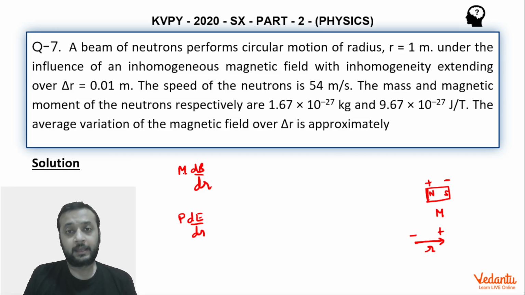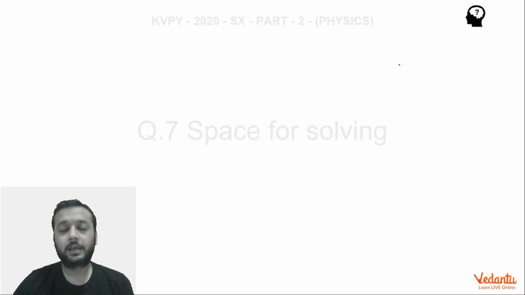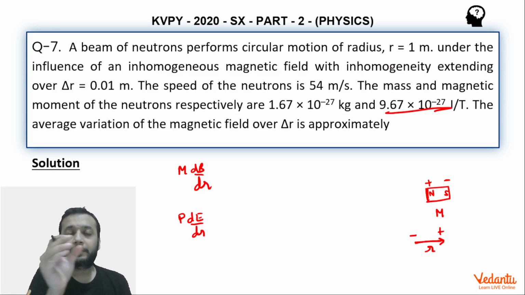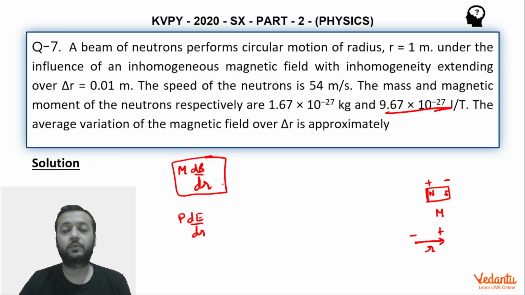Now you can think of this neutron as a bar magnet which has magnetic moment m, as given in the question. So this is the magnetic moment of the neutron given in the question, and this bar magnet, which is a neutron actually, is moving in a circular motion. So we can say that this is the net centripetal force which is acting on this bar magnet, and it's providing the force for circular motion.